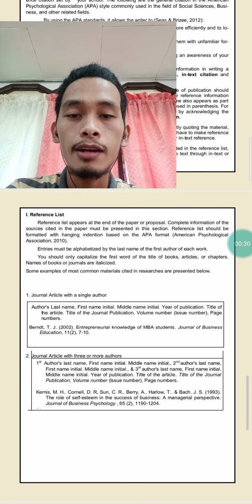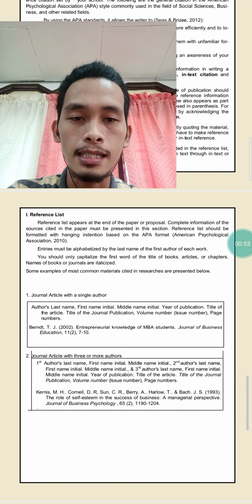So, in the references, diba? References are composed of complete information of the sources cited in your paper. So, if you cite information in your related literature and related studies, and even in chapter 1, you must put that reference in the references or reference list.